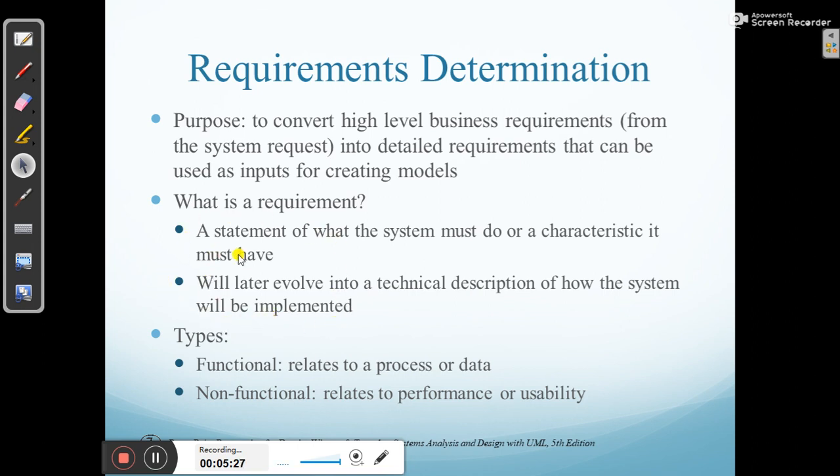So, what is a requirement? A requirement is the need of the system, which will be required at very different stages of the development. And there are two types of requirements: functional, which relates to a process or data, and non-functional, which relates to performance or usability.